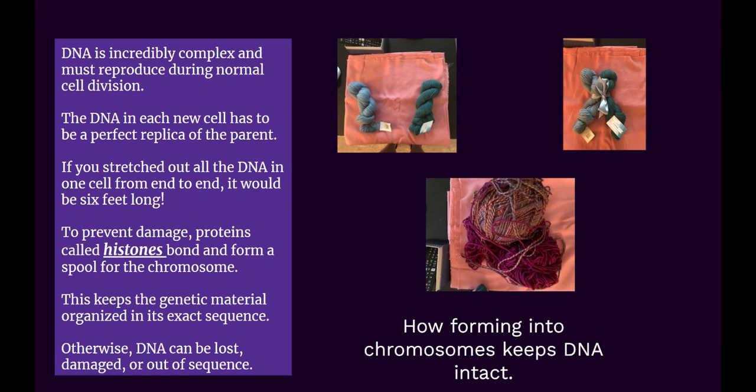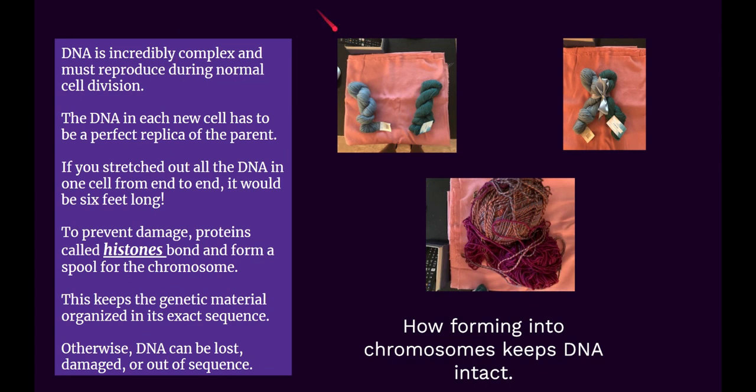Now the problem is, if you stretched out all the DNA in one cell, just one, think about how small a cell is, think about how small the nucleus is, think about how microscopically tiny the DNA within that nucleus is. But if you stretched it out from one end to the other, it would be 6 feet long. That is a lot of raw material. To prevent damage, there are some proteins that the body makes called histones. They bond together and form a little spool to wind things up.